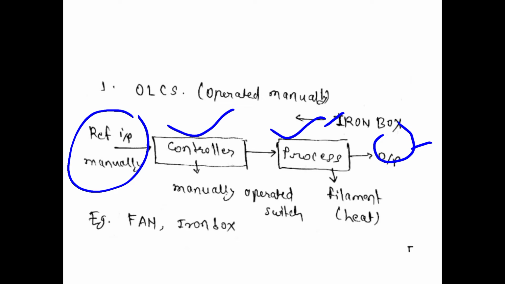But if certain things happen, say the room temperature is increased, in that case that iron box will not turn off automatically, you have to turn it off. So this is the disadvantage of open loop control system. But if that iron box was an automatic iron box, a closed loop control system, in that case the iron box will turn off by itself. Fan is also an open loop control system.